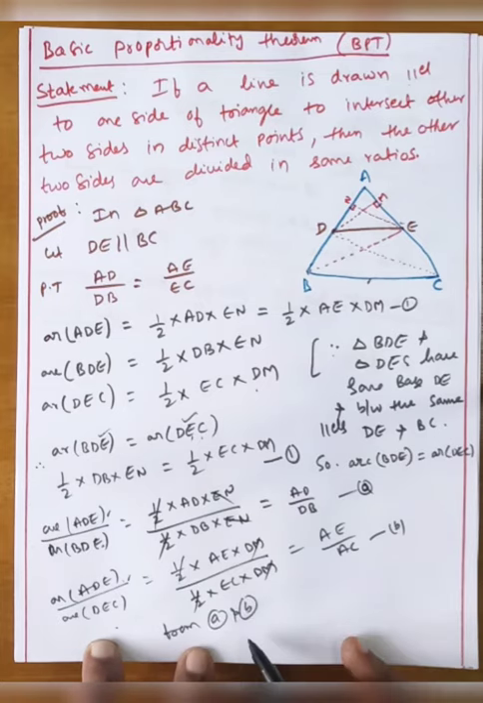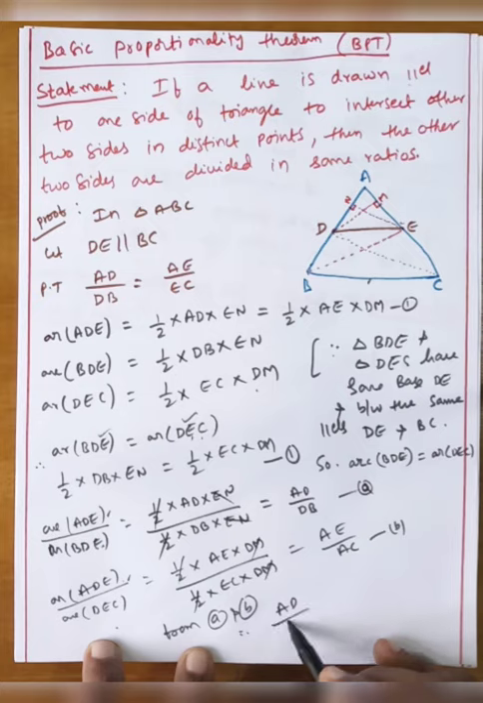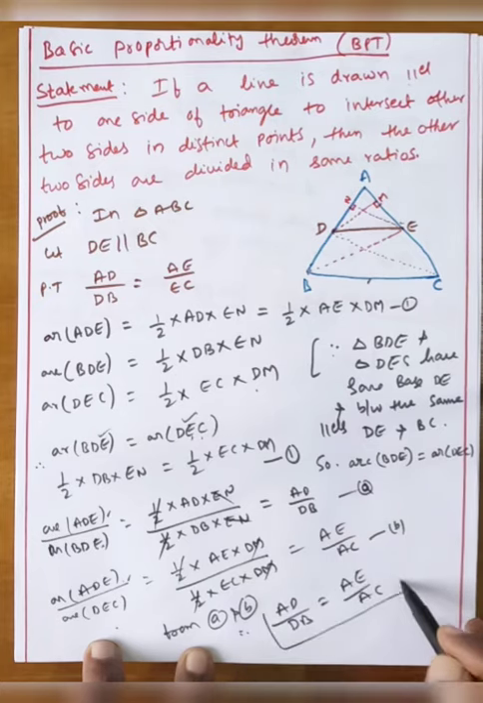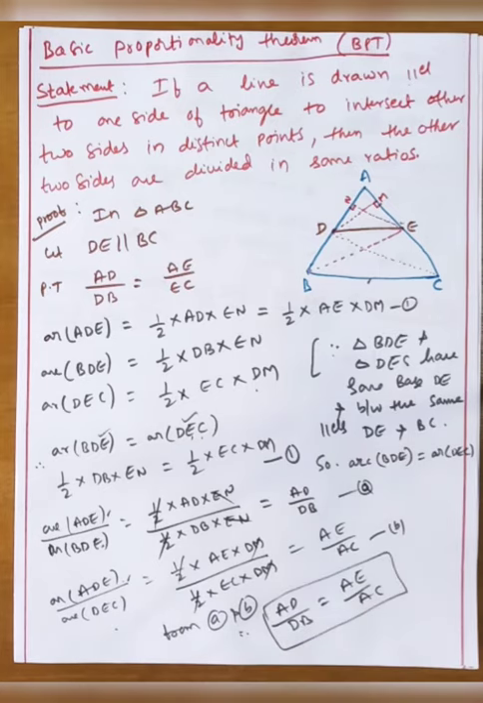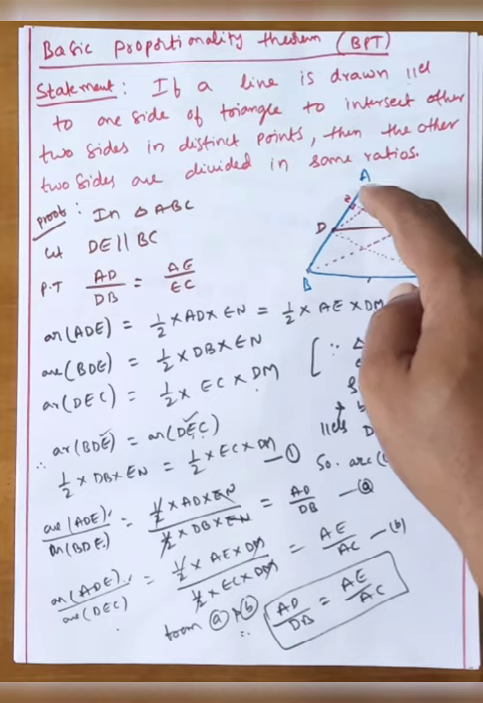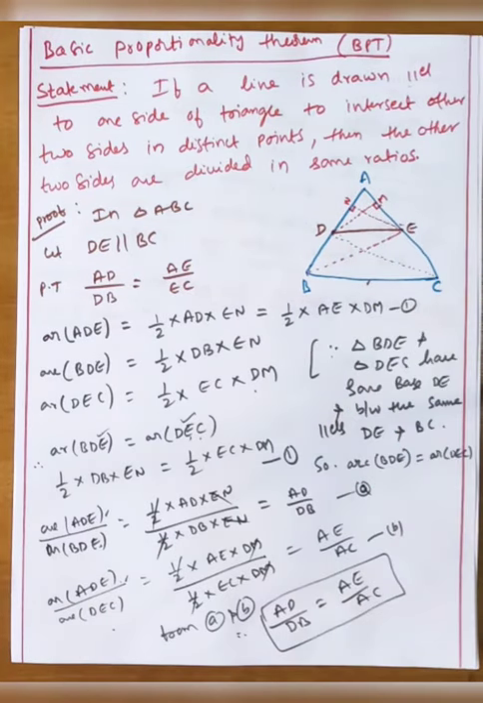Okay, my dear students, therefore AD by DB is equal to AE by AC. Very, very important, my dear students. This is the basic proportionality theorem. You remember once, whenever we draw a line parallel to one side and intersect the other two sides, that line intersects the two sides in distinct points. Then the other two sides must and should be divided in the same ratio, that is AD by DB is equal to AE by EC. You remember that one, that is the property.